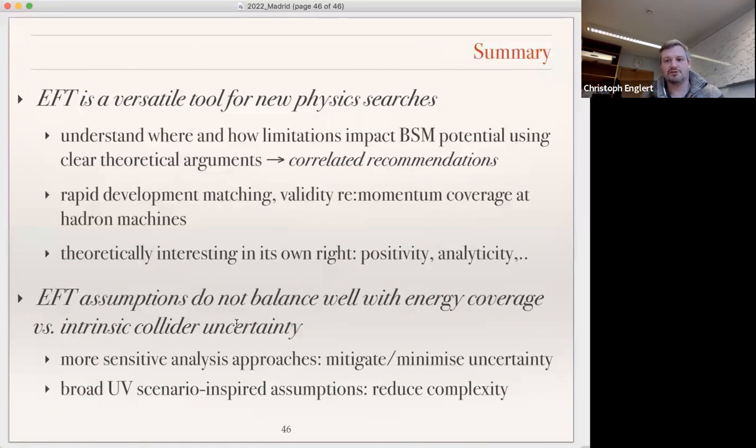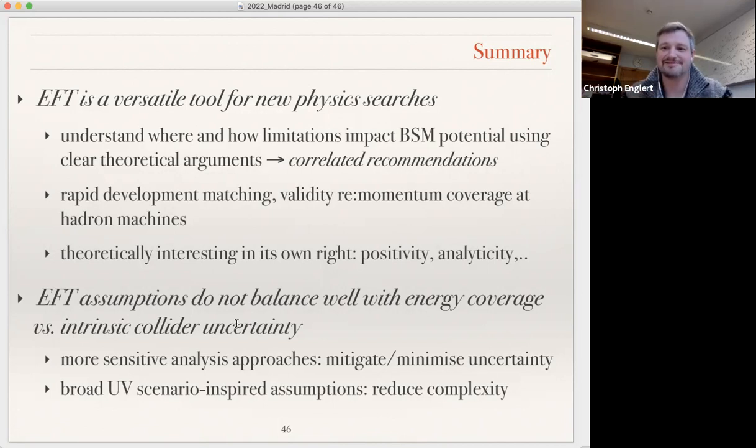So in order to mitigate that, you have to come up with more sensitive analysis approaches, or perhaps buy into some interpolating picture between concrete ultraviolet scenarios that reduce the complexity of your EFT fit, thereby enhancing the sensitivity. That's all from me. Thanks very much for your patience.